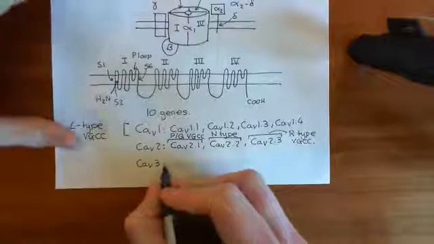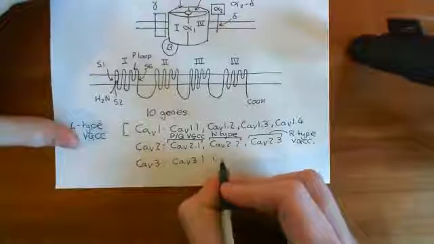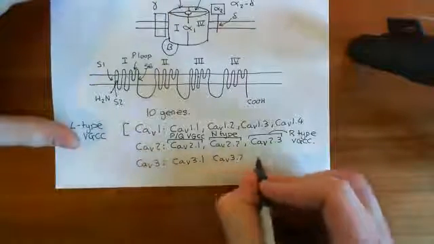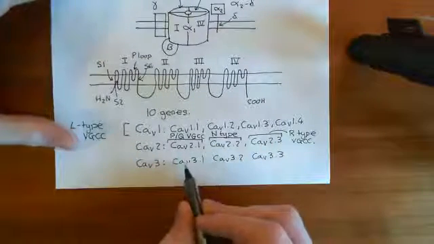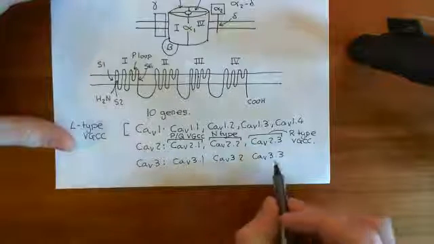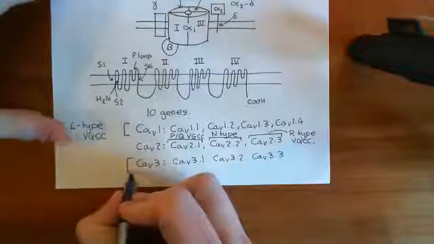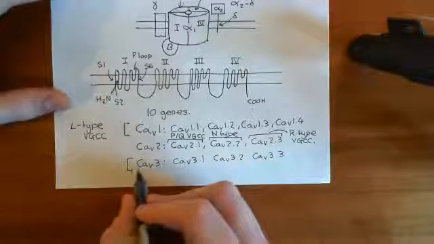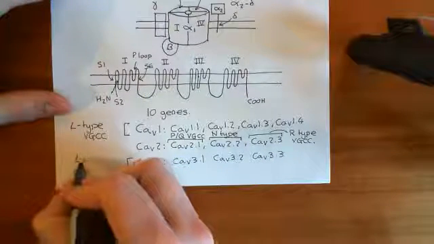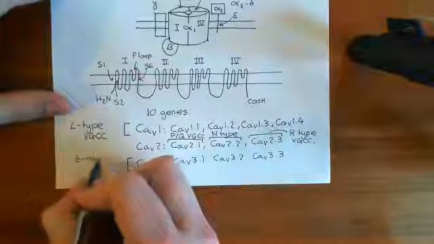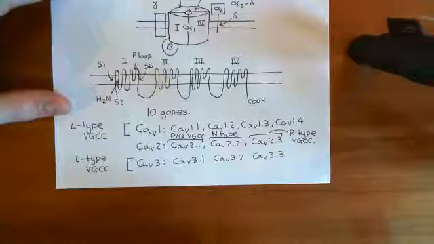Now, in the third family, there are again 3 genes, okay? CAV3.1, CAV3.2, CAV3.3. Which produce the proteins CAV3.1, CAV3.2, and CAV3.3. Now, if you make a voltage-gated calcium channel that has as its alpha-1 subunit any of the 3 genes within this third family, then that voltage-gated calcium channel is called a T-type voltage-gated calcium channel, so a T-type VGCC.